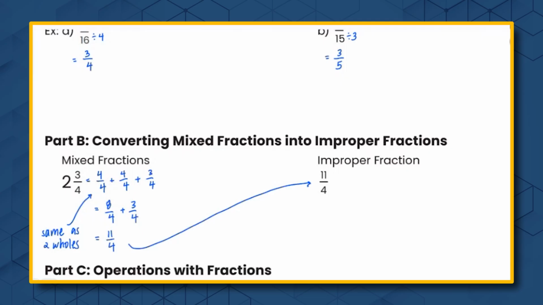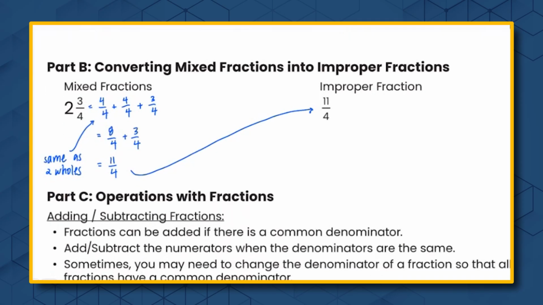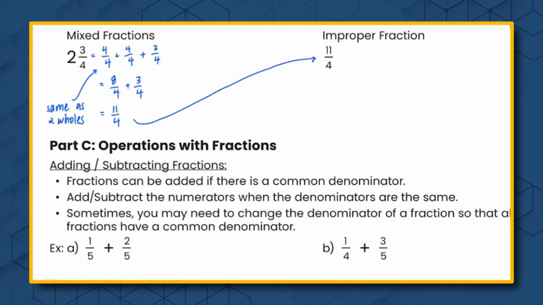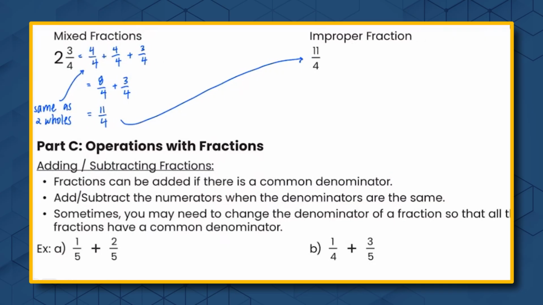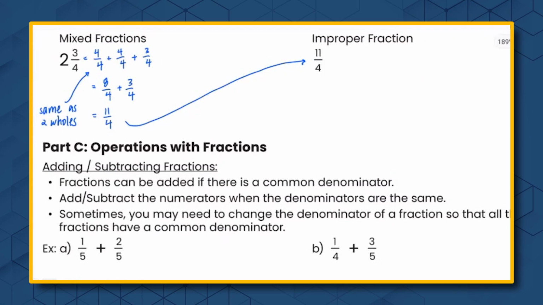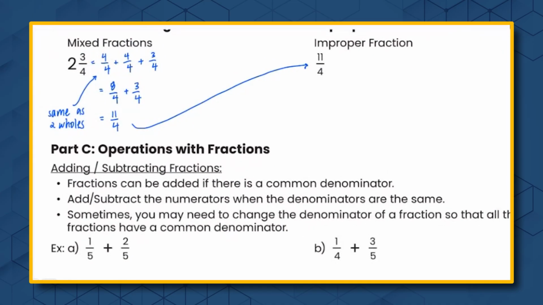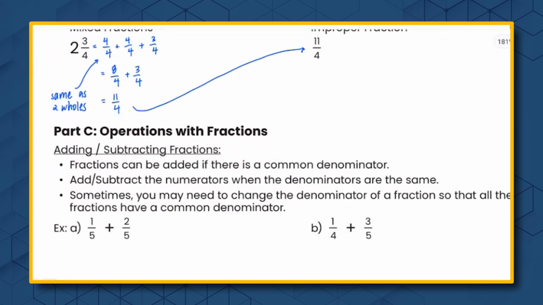So now that we have reviewed our fractions, let's talk about how to add, subtract, multiply, and divide our fractions. As you saw in our previous example, fractions can be added if there is a common denominator. When the denominator is the same, this allows you to add or subtract the numerators. Sometimes you may need to change the denominator of a fraction so that all the fractions have a common denominator. So let's practice with these examples here.